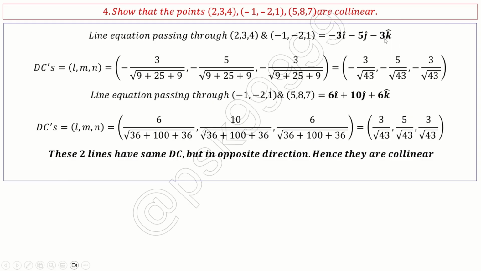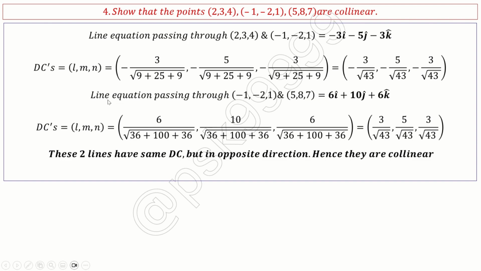These are the a, b, c. Now I need l, m, n, because direction cosines always give me the direction and angle with the X, Y, Z axes. So if both are the same, then I can say that they are actually collinear. So l, m, n is nothing but these values. If I simplify, I get minus 3 by square root of 43, minus 5 by square root of 43, minus 3 by square root of 43.